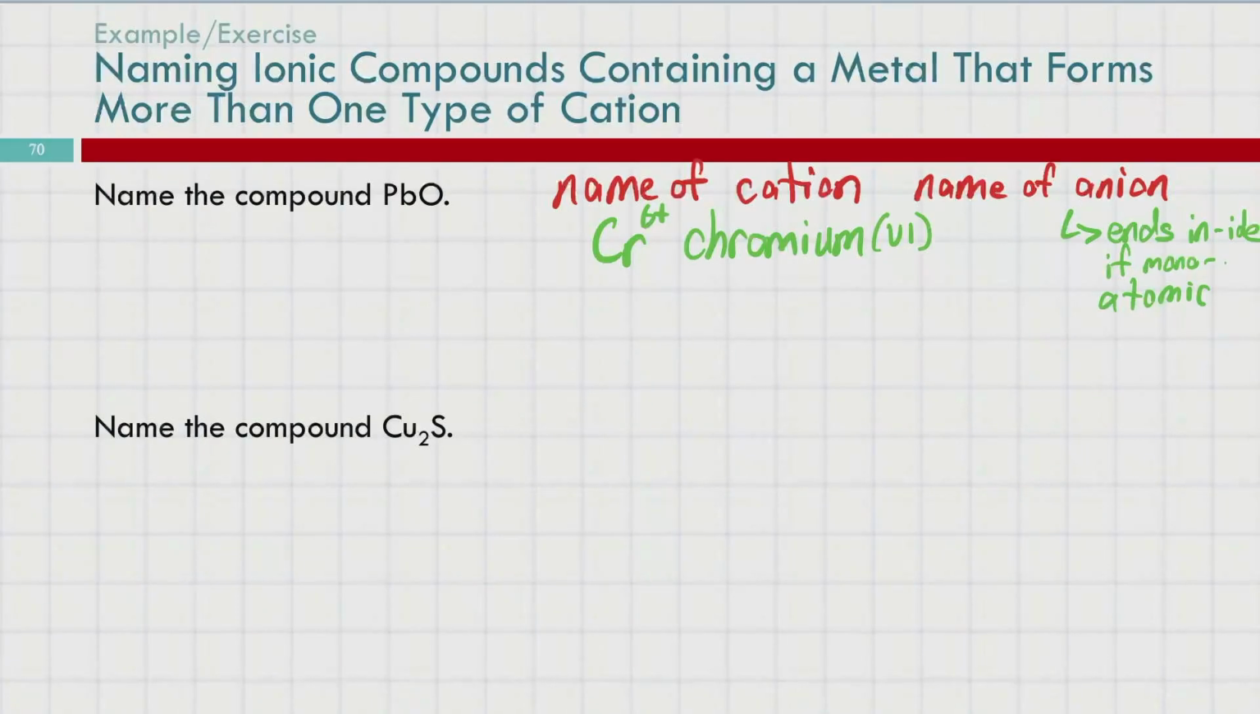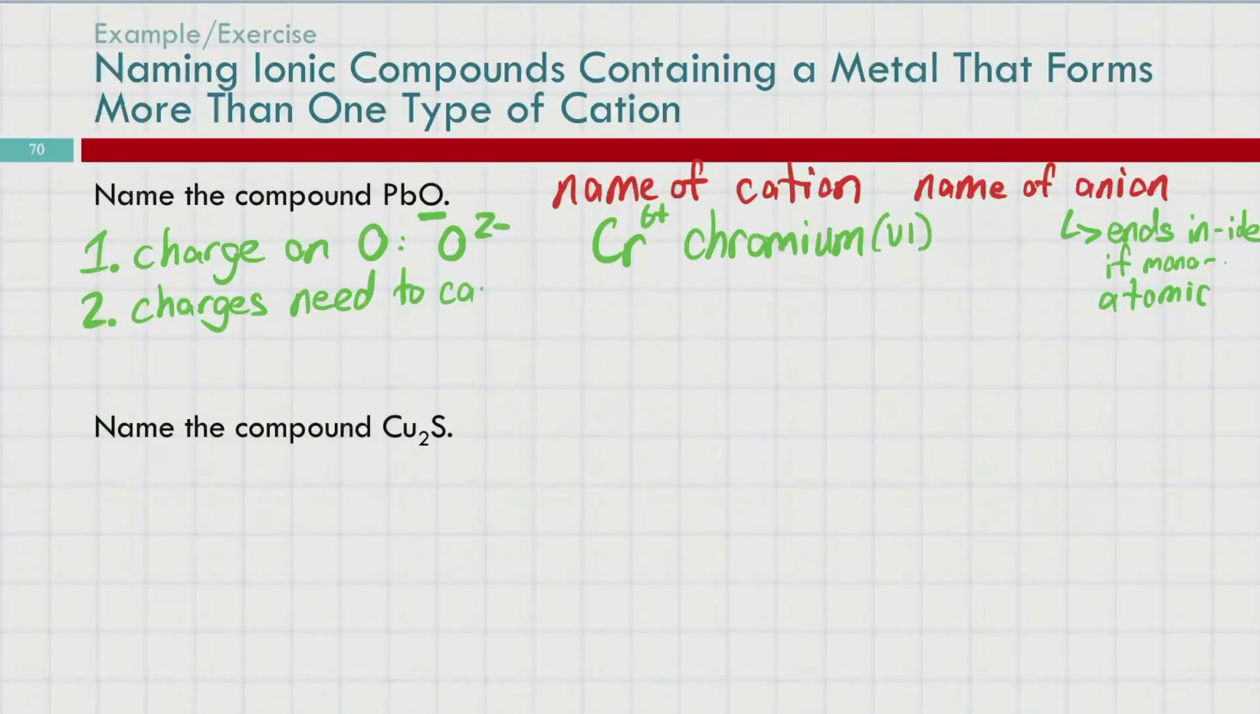Okay, so in the compound PbO, the first thing we want to do is remind ourselves what the charge of oxygen is. If oxygen's an ion, it's O2- because it's in the 6A column like we talked about before. Step 2, the charges need to cancel. We need to have a neutral formula unit.